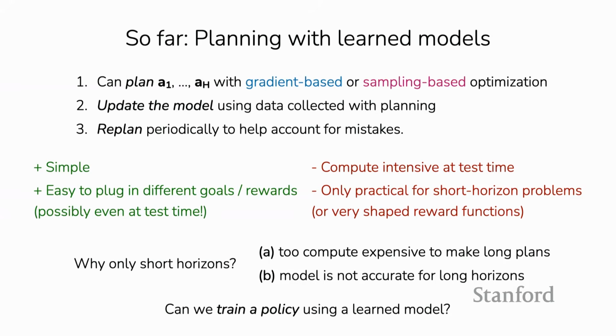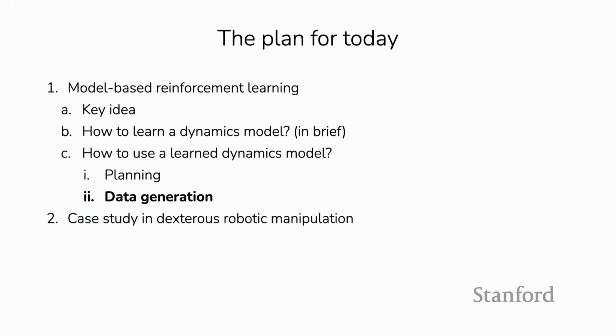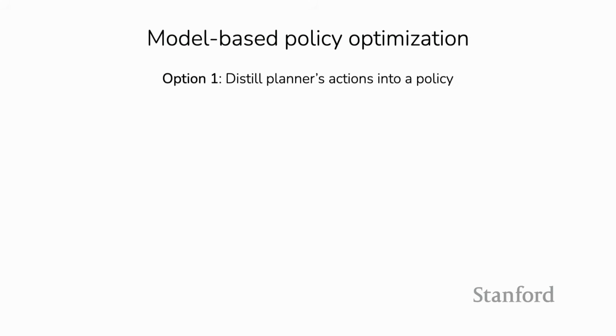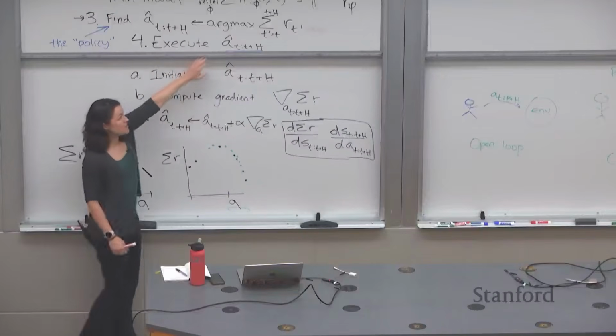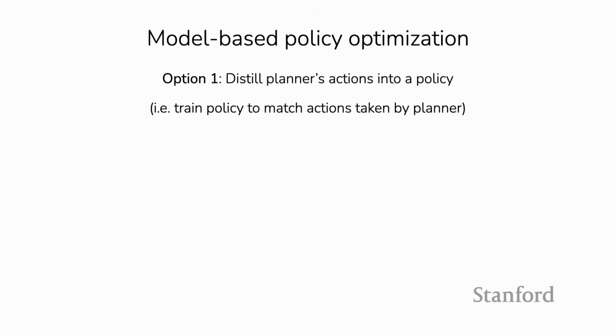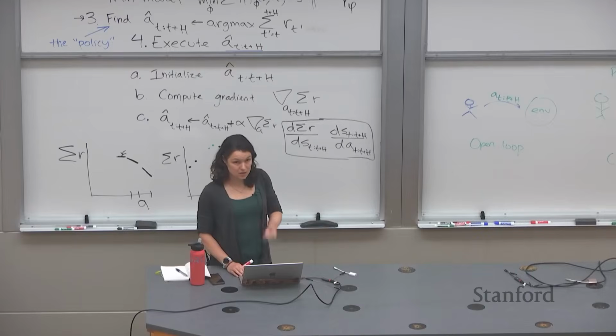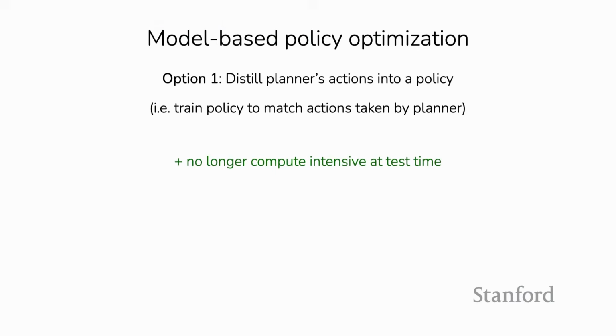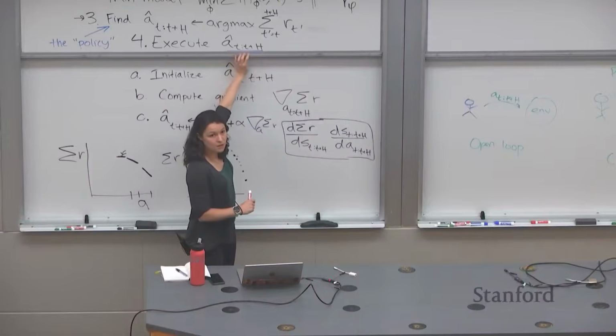Now the question is, can we train a policy using this model? The first option here is you could actually distill a planner's actions into a policy. So you could store these actions and then train a policy to match these actions. This would address the compute intensive problem, and this would make it a lot cheaper, because then you just need to run a forward pass through the neural network to get your actions. This doesn't address the horizon problem though, because we're still going to be using this procedure to optimize for actions.